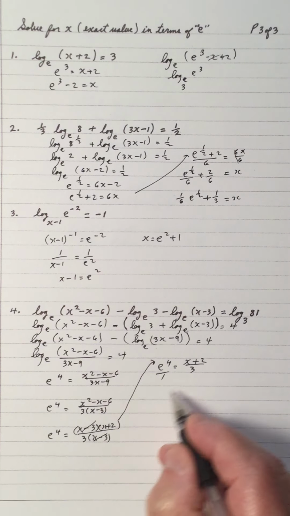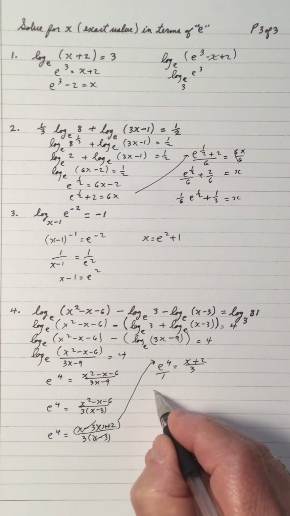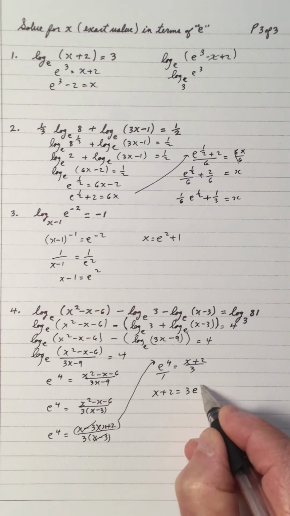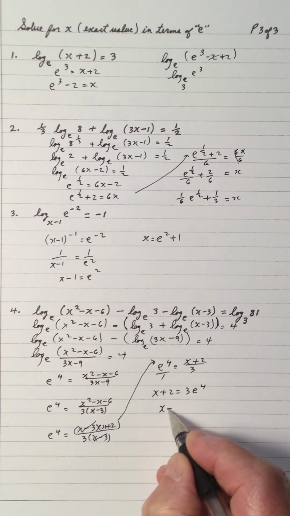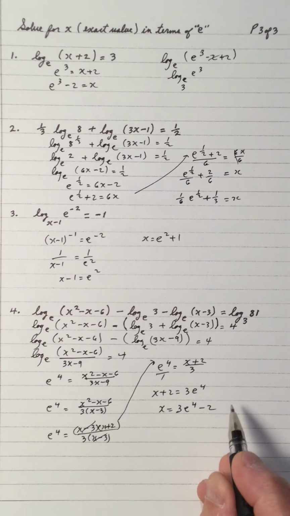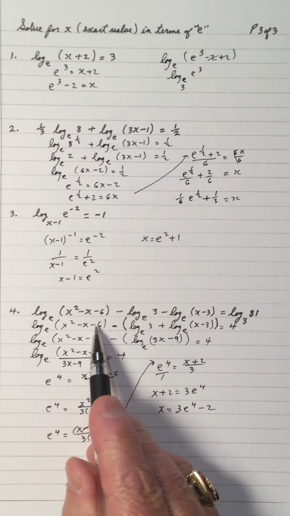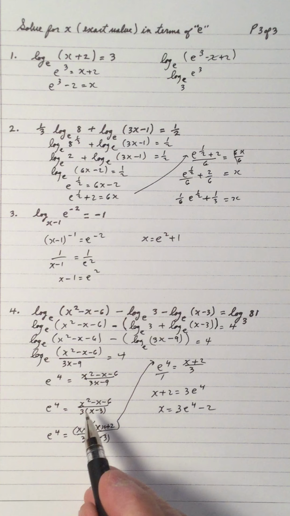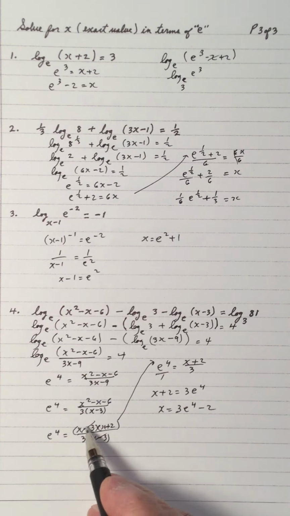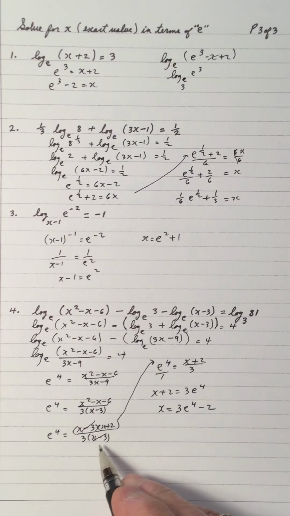Place this over 1 and cross multiply. 1 times x plus 2 is x plus 2, and 3 times e to the 4th. So x equals 3 times e to the 4th minus 2. And again, I made this one up so that this is a quadratic that I had to factor. And this cancellation occurs to make it a little bit easier, just to have an 1x.